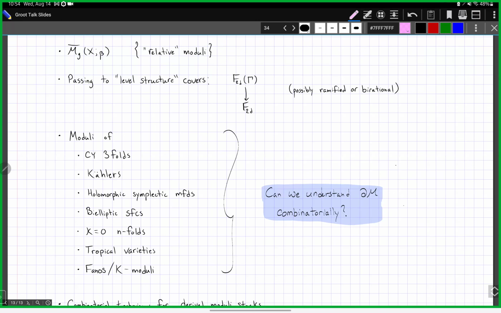I see. So the point is we know what the general K3s look like, and then we try to quotient by the involution. So that's why you need to classify what the possible quotients are. That's exactly right. Which corresponds to the quotients of the diagrams.